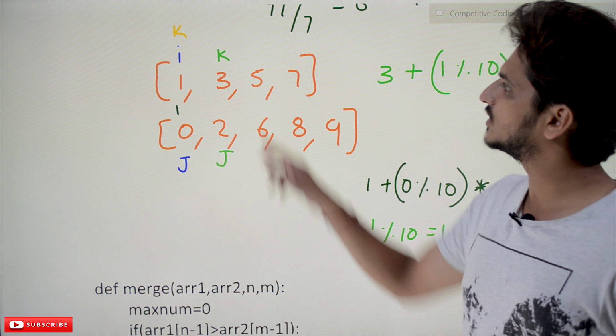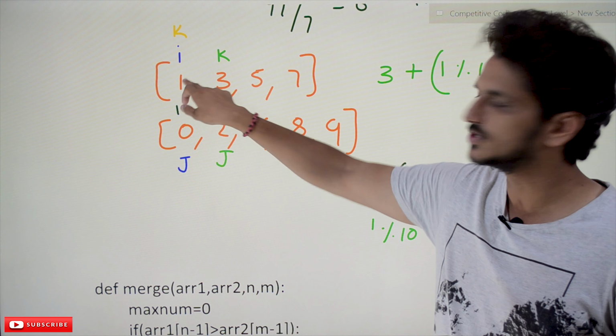Now let's try to understand. What's there in the ith position? 1. What's there in the jth position? 0. Which one is small? 0 is small, so we need to place 0 in this position. K is pointing to this position. That's why we are going to place 0 in this position.